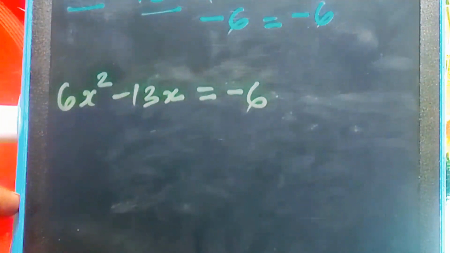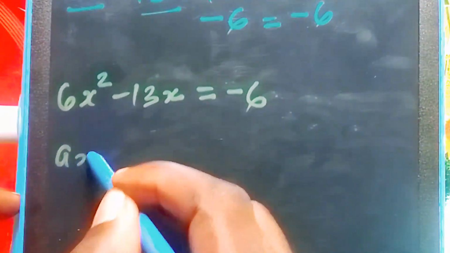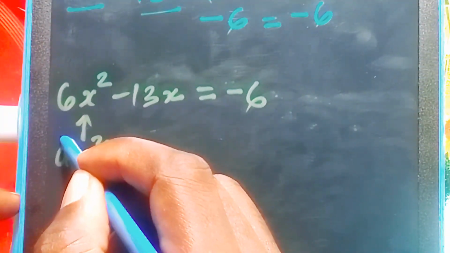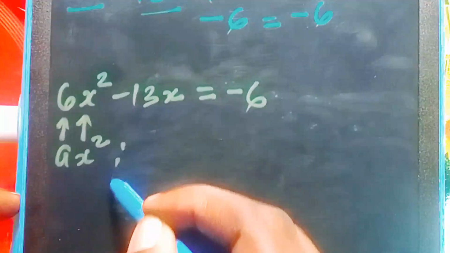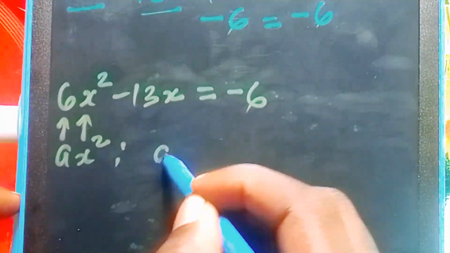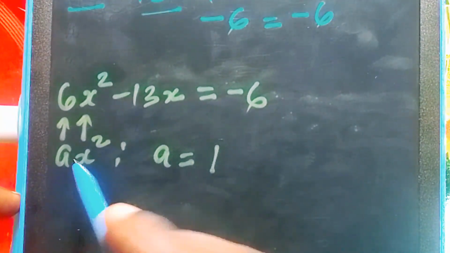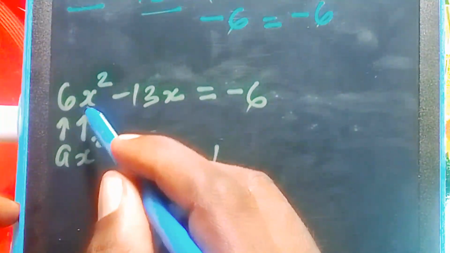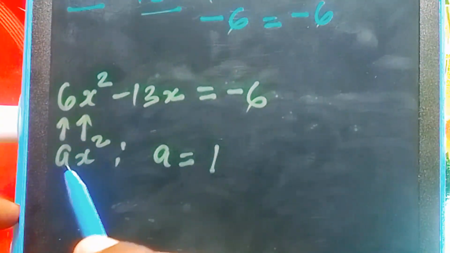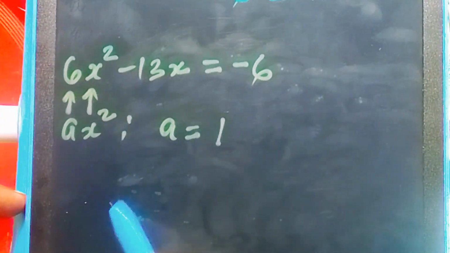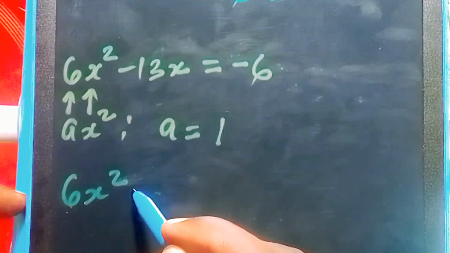The next step, therefore, would require us to consider the coefficient of x squared. So x squared, we have it, and then its coefficient, which is a, is 6. But we need to remember that completing square only works when a is 1. But in this case, our a is 6. So this will not work. For it to work, we must ensure that the 6 is reduced to 1. So how do we do that? We are going to move down.